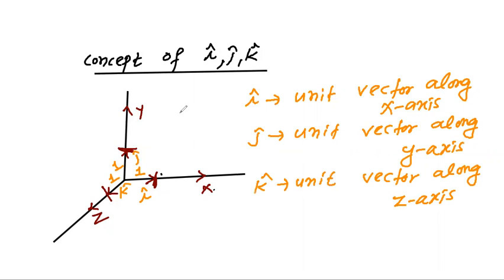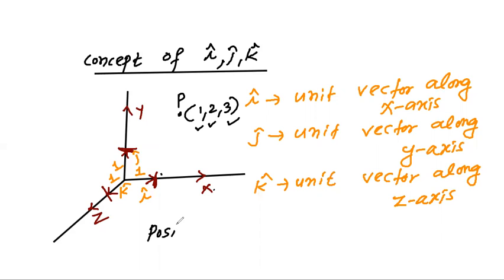Assume we have a point here, 1 comma 2 comma 3, whose x coordinate is 1, y coordinate is 2, and z coordinate is 3. Let p be the point. That point p has a position vector. We know that the position of p is 1 comma 2 comma 3.